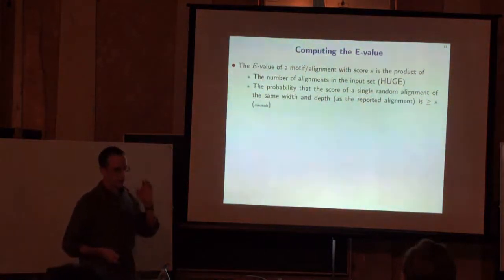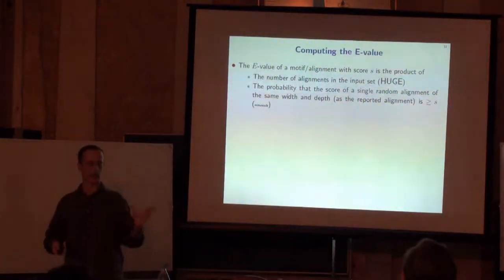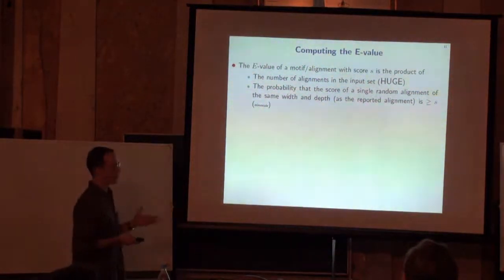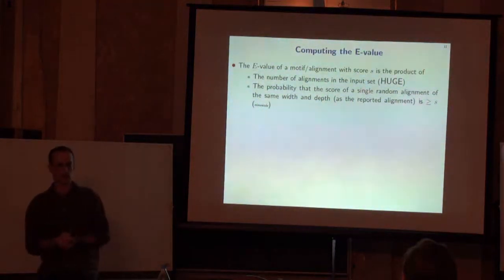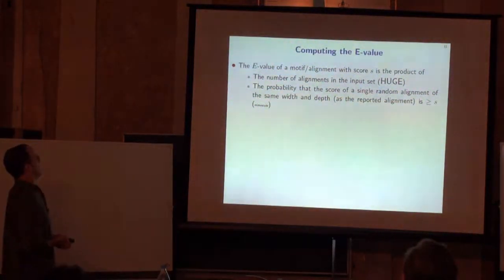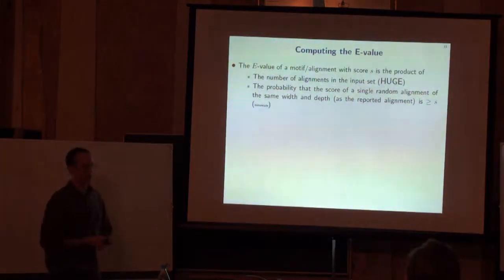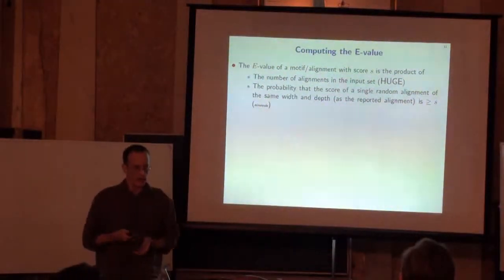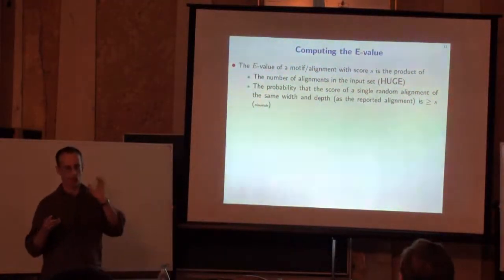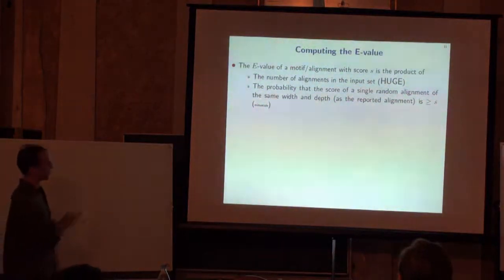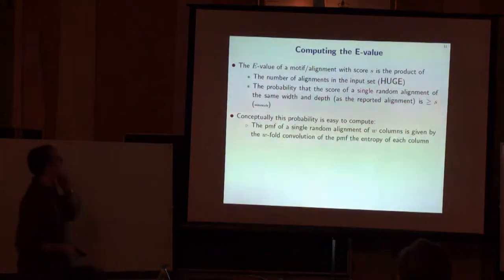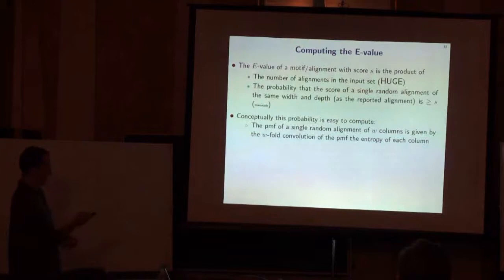The e-value is the expected number of motifs or alignments that score above S. Therefore, it's simply the product of the number of alignments in the input set, which is a huge number, times the probability that a single random alignment of the same width and depth as the reported alignment will score above S. And that's a very small number. Now, conceptually, this latter probability is easy to compute.